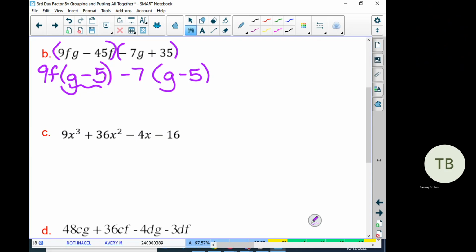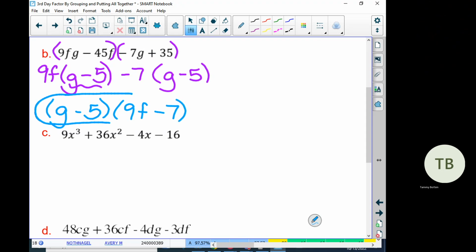So whenever my third term is negative, I kind of cheat and I carry this over here and then I look at what goes in front. I know it's a 7. I just don't know if it's a -7 or a +7. And then they both have that G minus 5. And then I put what's in front of each. One is a 9F, the other one's -7. And that is your answer.